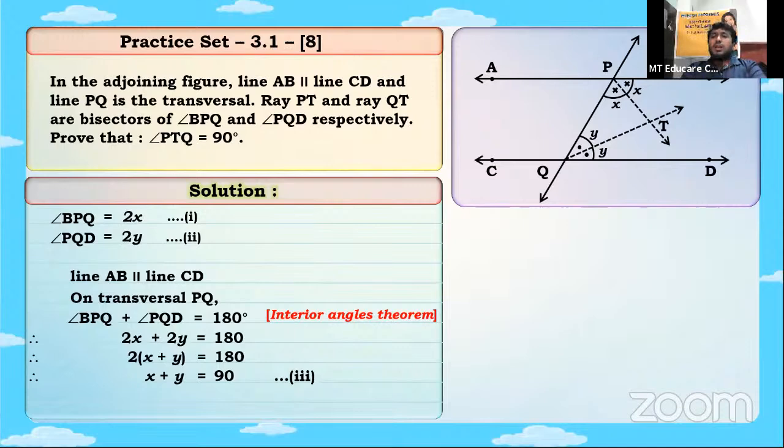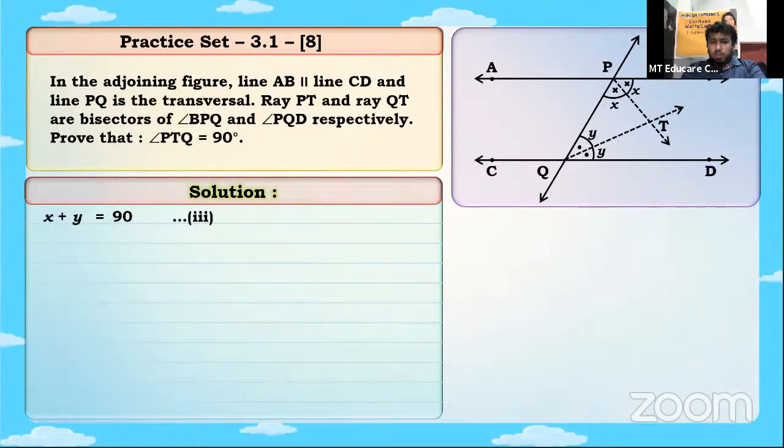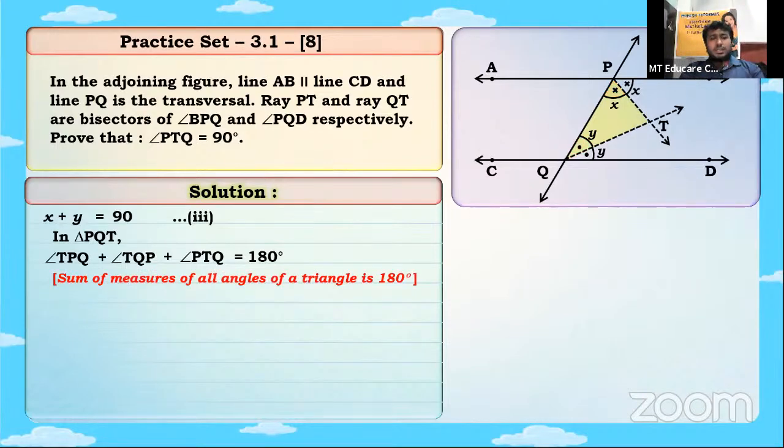Okay. Now, students, the last step of the sum. Observe triangle PTQ. In triangle PTQ, students, now we have got the value of x and y. Can we find out the measure of angle PTQ? Yes. When I add all the three angles, that is TPQ plus TQP plus PTQ, it is equal to 180 degree. The reason will be the sum of measures of all angles of a triangle is 180 degree. Students, let's substitute the value of TPQ. Tell me, in place of measure angle TPQ, what will we write?